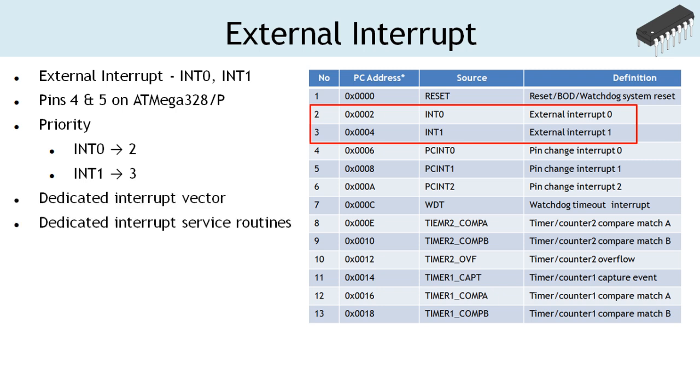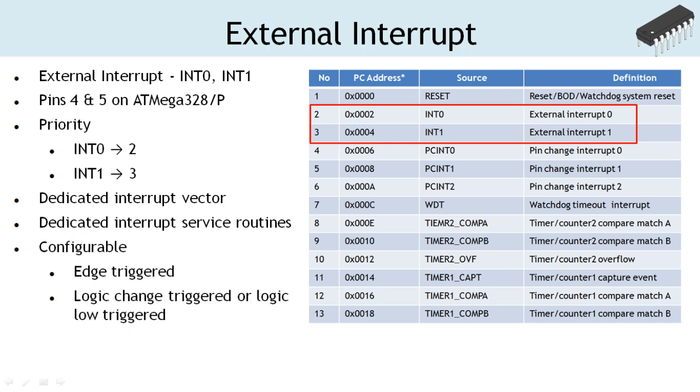Note that the programmer can define a dedicated ISR for each interrupt. The priority level of interrupt 0 is 2 and for interrupt 1 it is 3. That means the interrupts hold the second and third position in the interrupt vector table. The priority defines the sequence in which the interrupts are handled if several interrupts occur at the same time.